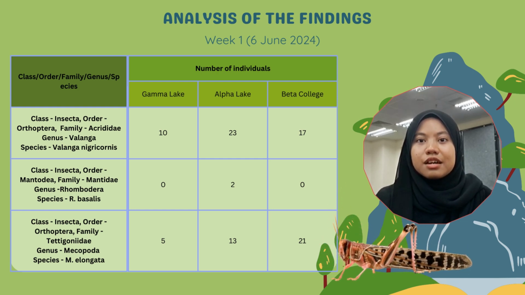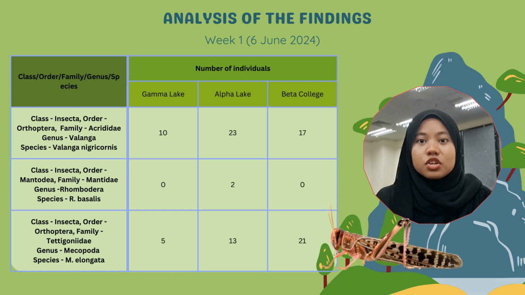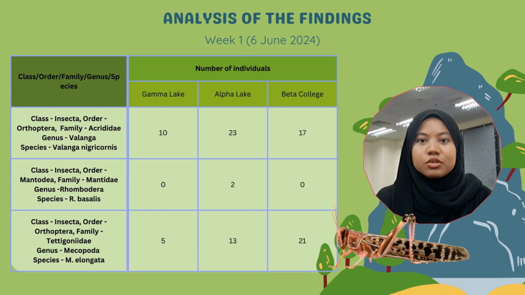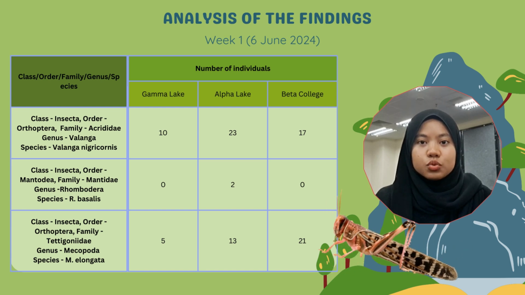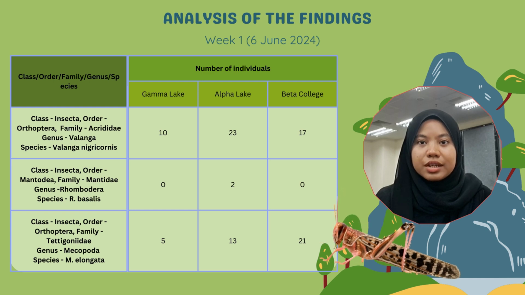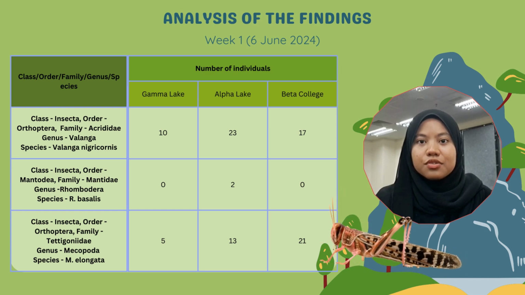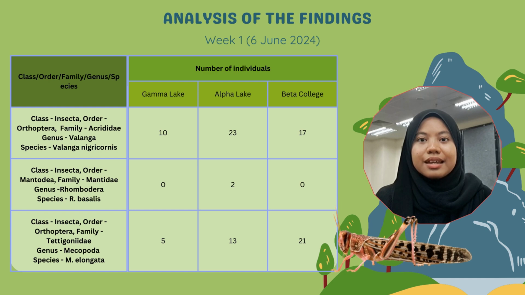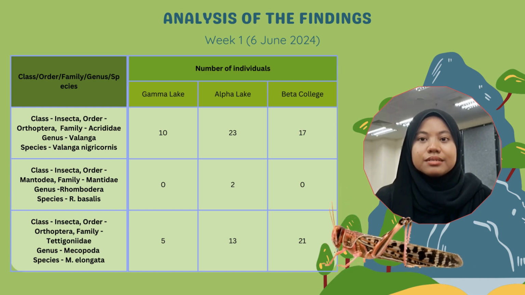Next species is R. basilis. This species does not present in Gamma Lake and Beta College, while Alpha Lake has 2. Lastly, M. elongata present in 3 of the locations. Gamma Lake has 5, Alpha Lake has 13, and Beta College has 21.